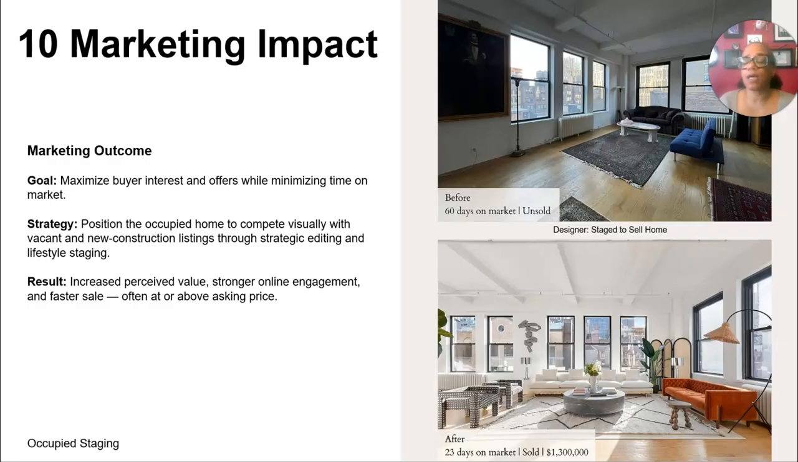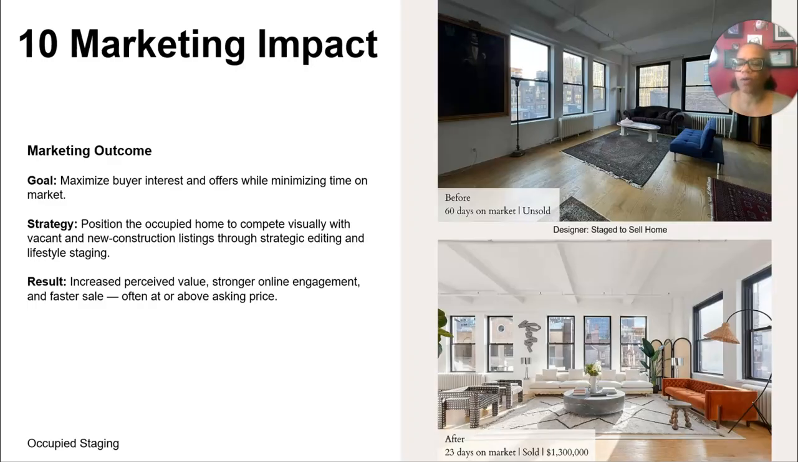So market outcome is to maximize buyer interest and offers while minimizing time in the market. So again, the reason why they're staging is to get it sold, right? So the strategy is to position the occupied home to compete visually with vacant. Oh, I'm sorry. I'm reading and I'm not just talking. That always messes me up. So the strategy is basically to compete with the vacant stage, right? Or other homes in the area.